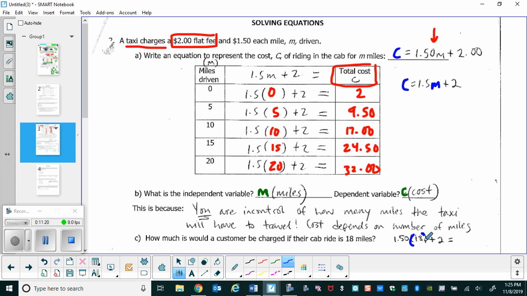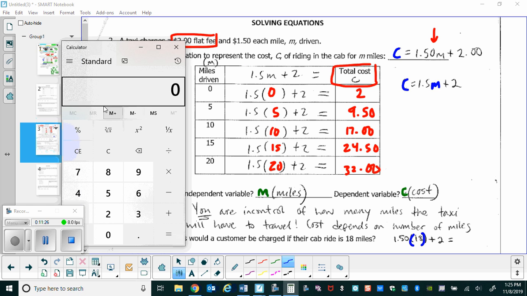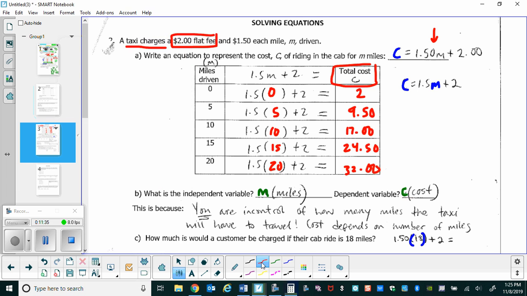Now, how much would a customer be charged if their cab was 18 miles? So if you do the 18 times the $1.50, it's okay if you need a calculator for that. I'll bust out my calculator. So we've got $1.50 for 18 miles, and then we're going to simply add the $2 to that. So that would cost $29. The answer for that one would have been 29. Okay. All right, so that takes care of that problem.